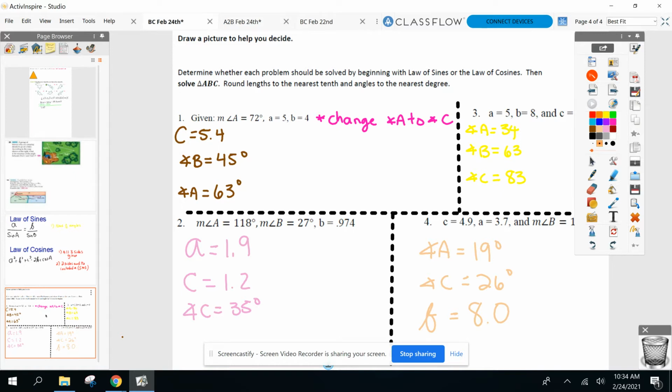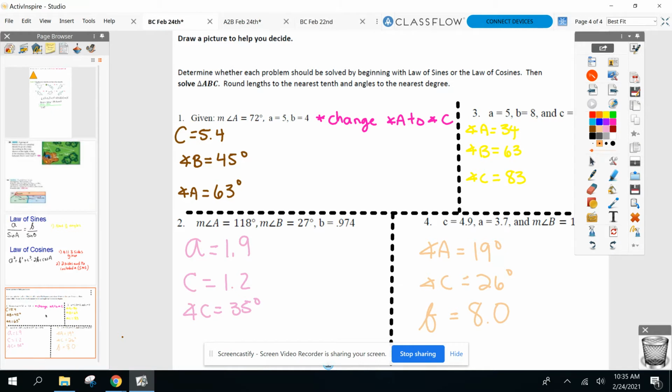Can you do me one favor before I let you go? On number 1, can you please change angle A to angle C as 72? I forgot to change that as I was doing the notes this year. Change angle A to angle C on problem number 1.